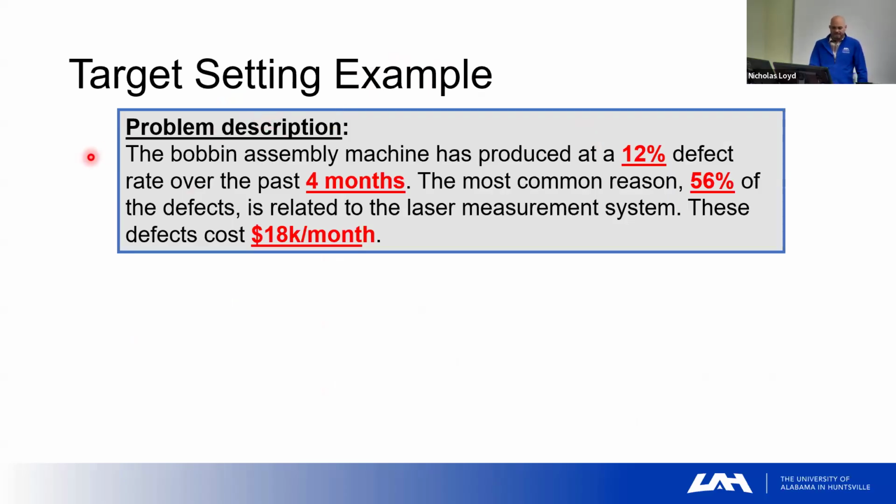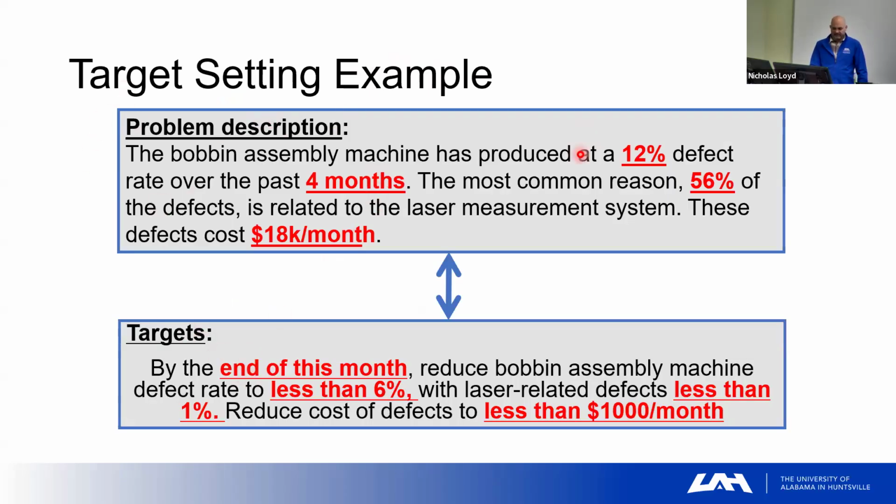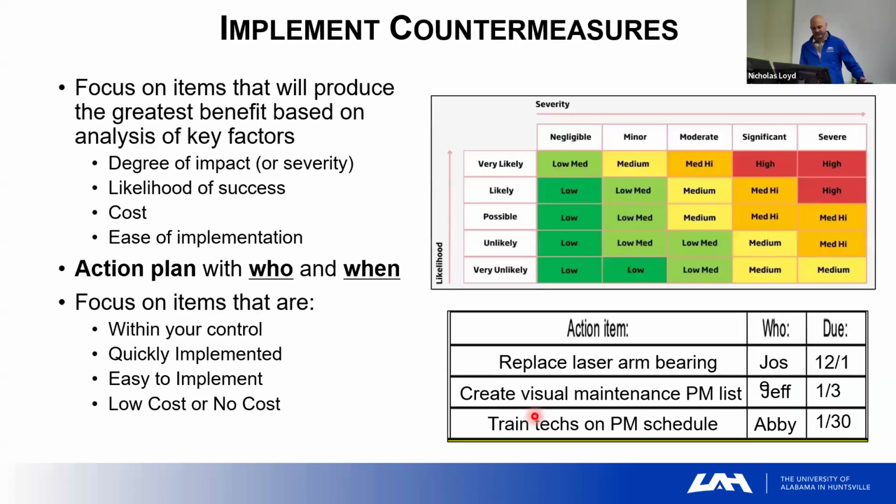So the target condition should have the same metric or metrics as the problem statement. Here we said the bobbin assembly machine, that's the previous example, had 12% defects over the last 4 months. So now we say by the end of this month, we want it to be less than 6% defects. 56% of the defects is related to the laser. We want that to be less than 0 after this project and reduce the cost greatly. So the point there is when you set a target, always set it in the same metrics that you mentioned in the problem statement.